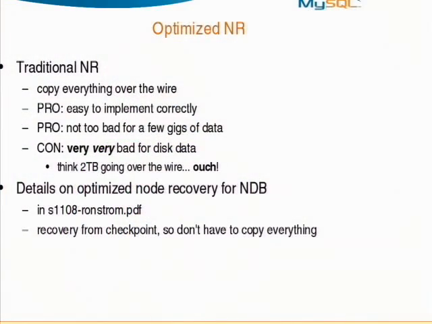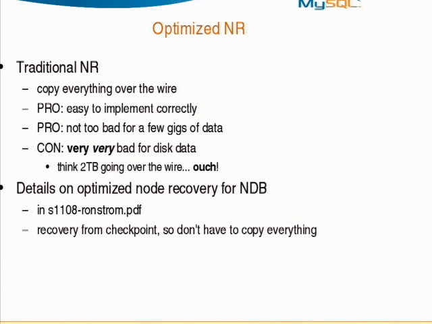We've also added optimized node recovery. So traditional node recovery that I talked about before copies everything over the wire, which isn't too bad for a main memory database because a couple of gigs over a wire isn't too bad. The advantage of this was, of course, it was easy to implement and get correct. Not too bad for a few gigs of data. Of course, the bad side is it's very, very bad for disk data, when you suddenly have a lot more data having to be copied over the wire.